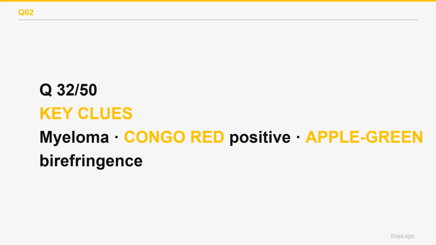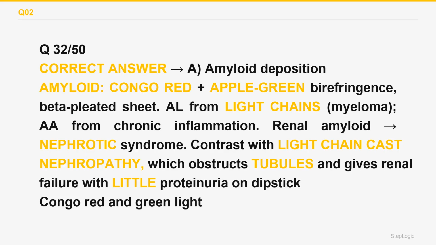Green birefringence under polarized light is the defining property of amyloid, and it reflects the beta-pleated sheet architecture common to every amyloid protein regardless of its origin. In multiple myeloma, the deposited protein is AL amyloid, derived from immunoglobulin light chains. In chronic inflammatory disease, it is AA amyloid derived from serum amyloid A. Deposition in the glomerulus produces nephrotic range proteinuria. Choice B produces nodules that are Congo red negative, which is precisely why the stain is performed. The correct answer is A.